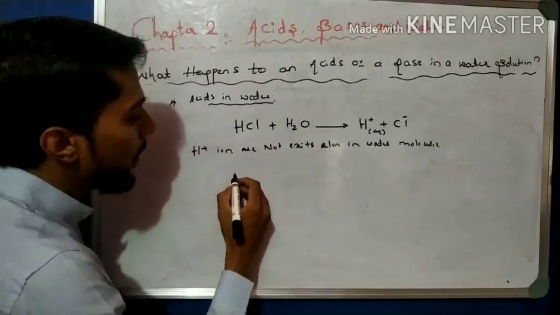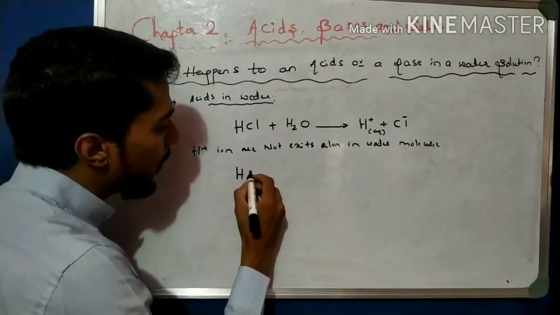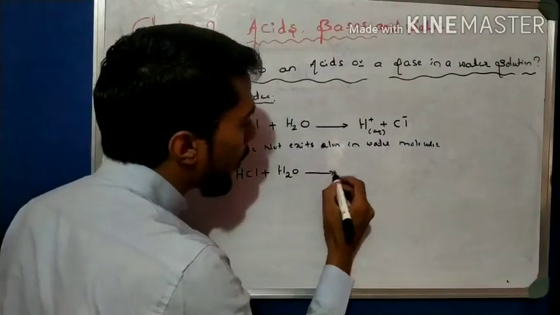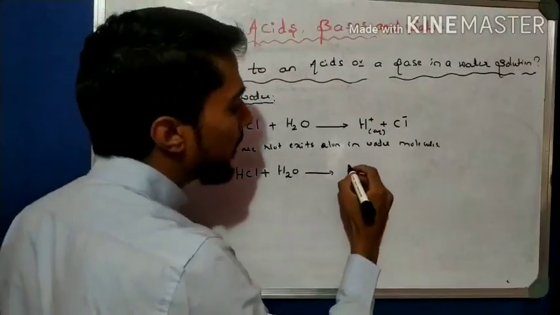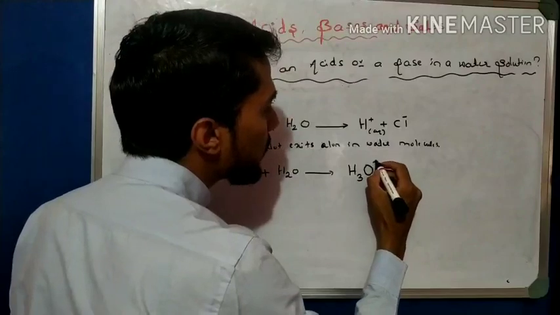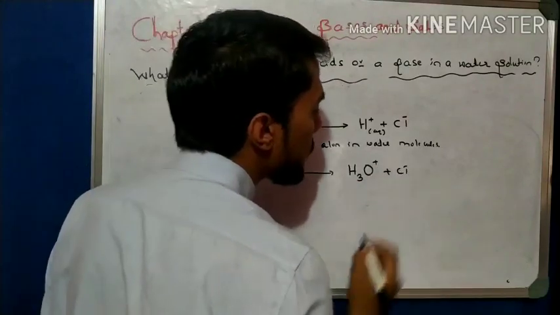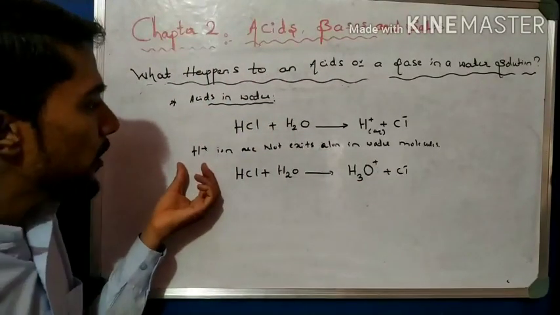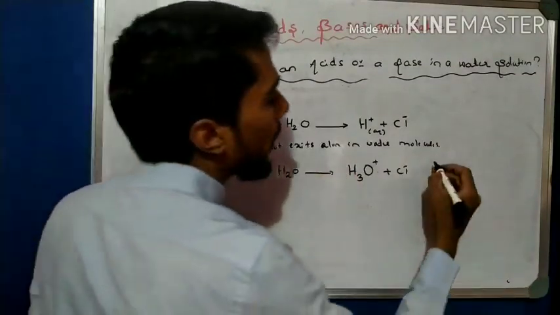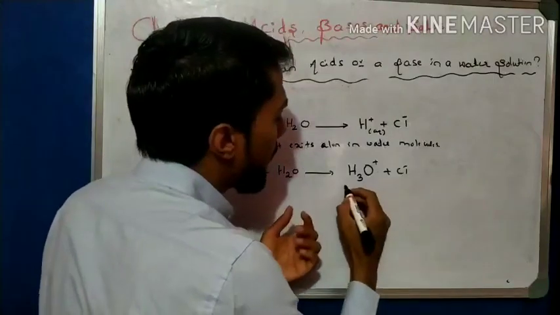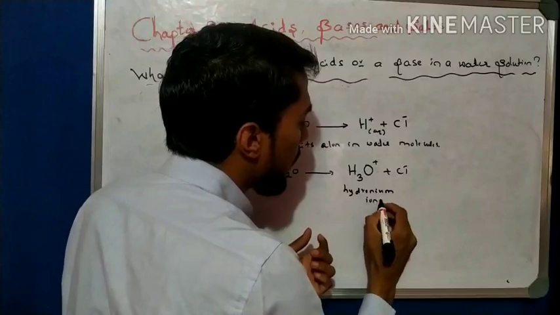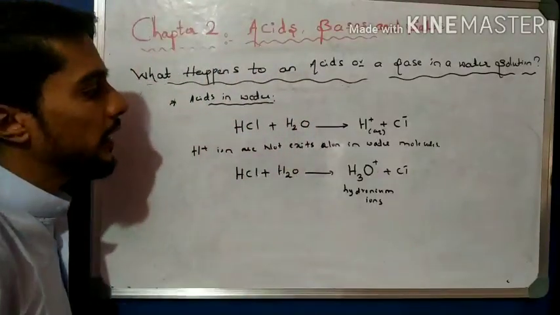So what happens? See, HCl, when dissolved in water, forms H plus ions. They do not exist alone; they form H plus ions or H3O plus ions. In the water molecule, they further form what? They form the hydronium ion. Okay, hydronium ions. So there are two methods of writing this equation.